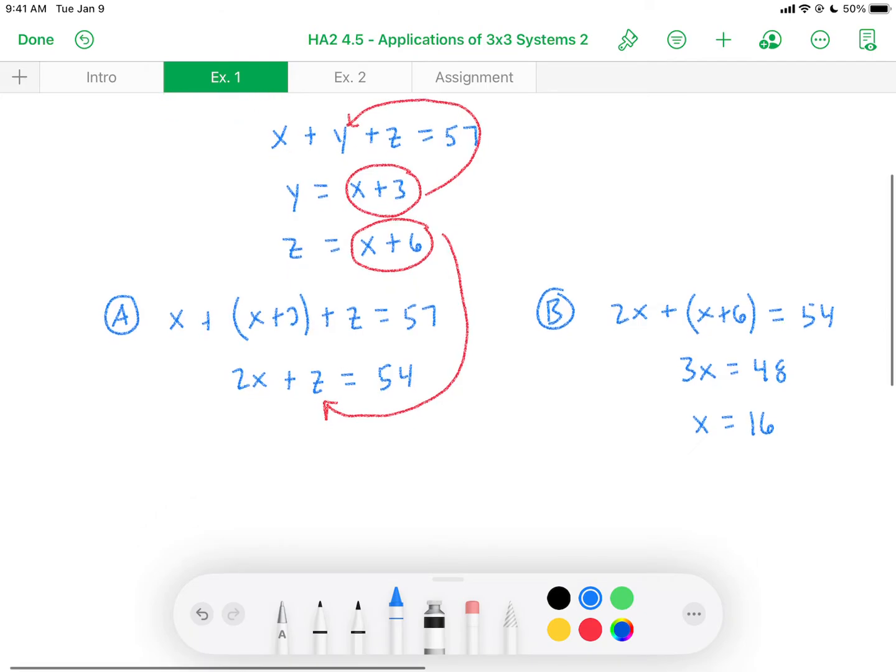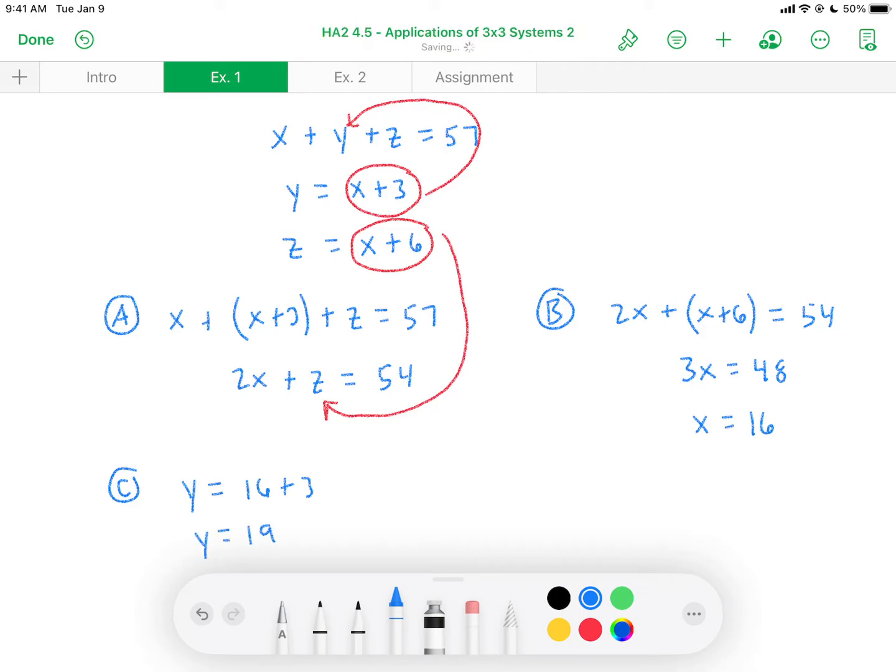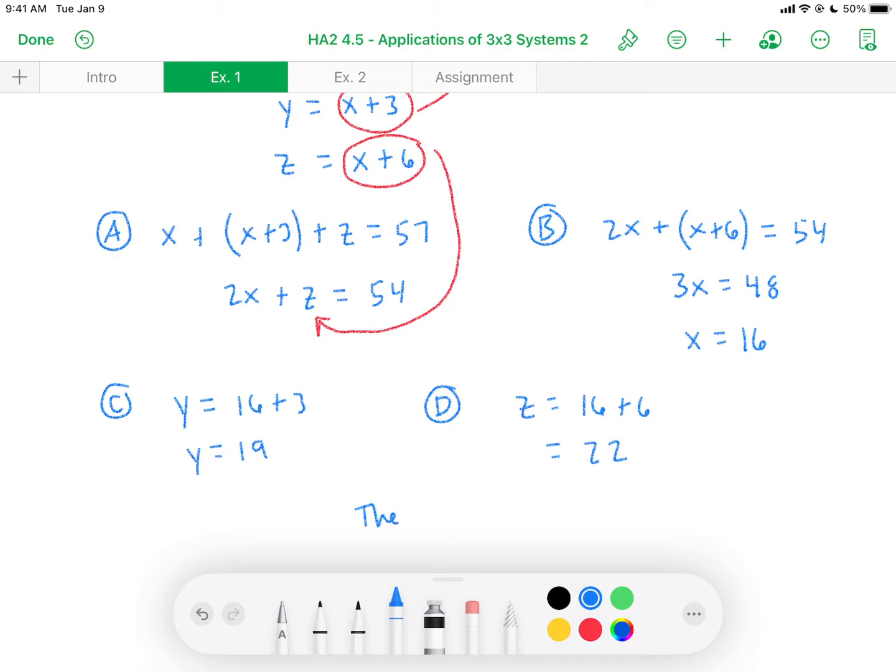Okay, so once you've got x, you can get y by plugging into the middle equation. y equals 19, and then you can get z by plugging into the third equation. The numbers are 16, 19, and 22. Maybe the simplest system of the day.